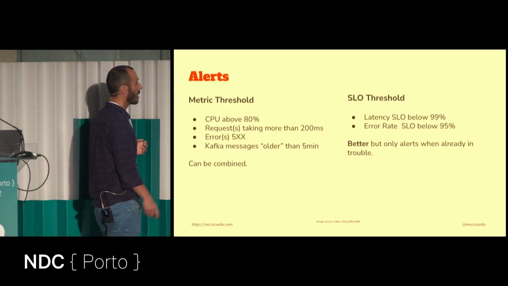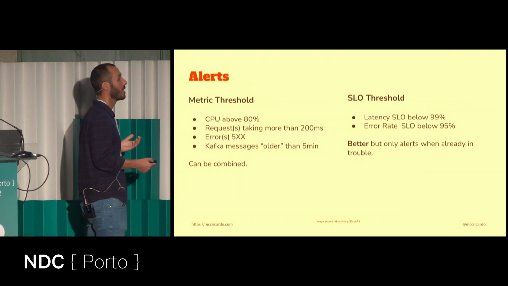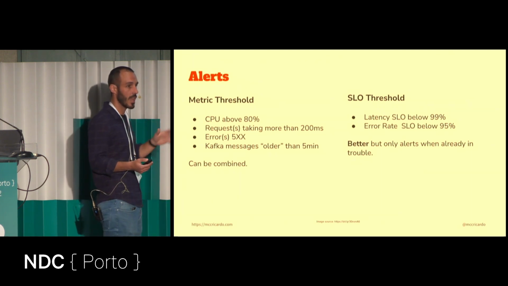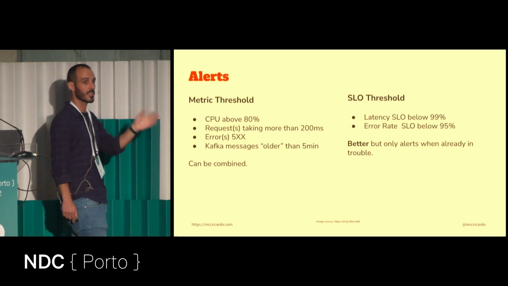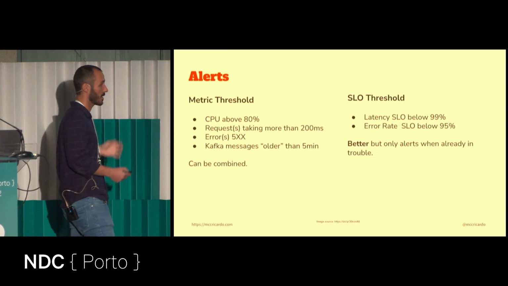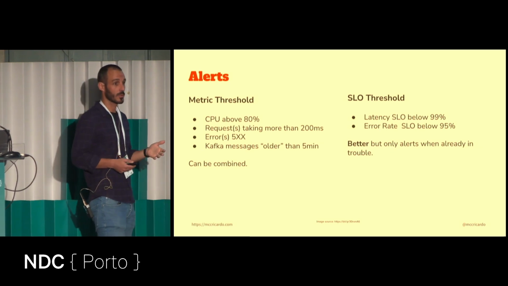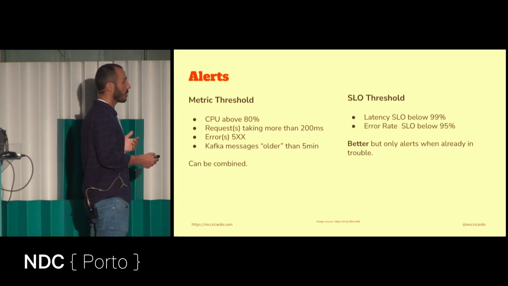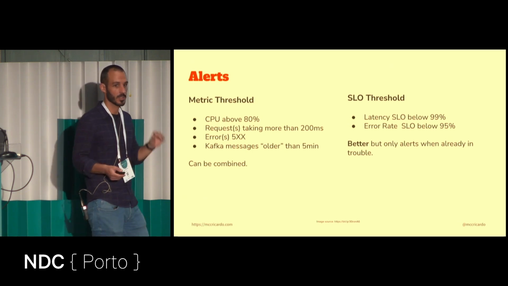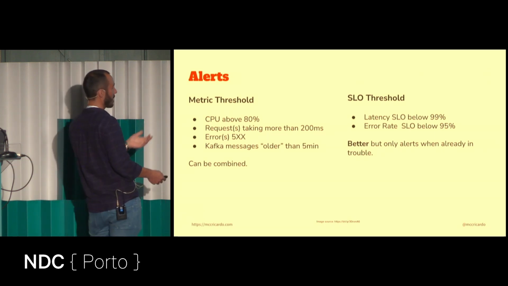With SLO thresholds, we already have a definition of what it means to be reliable or not. So we assume that we can have a certain amount of unreliability, and we only want to get alerted when reliability reaches a point that is not good for our customers. It is better, but I will only be alerted when I'm in trouble. If I assume that I allow 1% of unreliability, when I burn that 1%, I'm already in trouble. My users are already saying, okay, something is not okay, this is unacceptable. So we can extend this a little bit further.